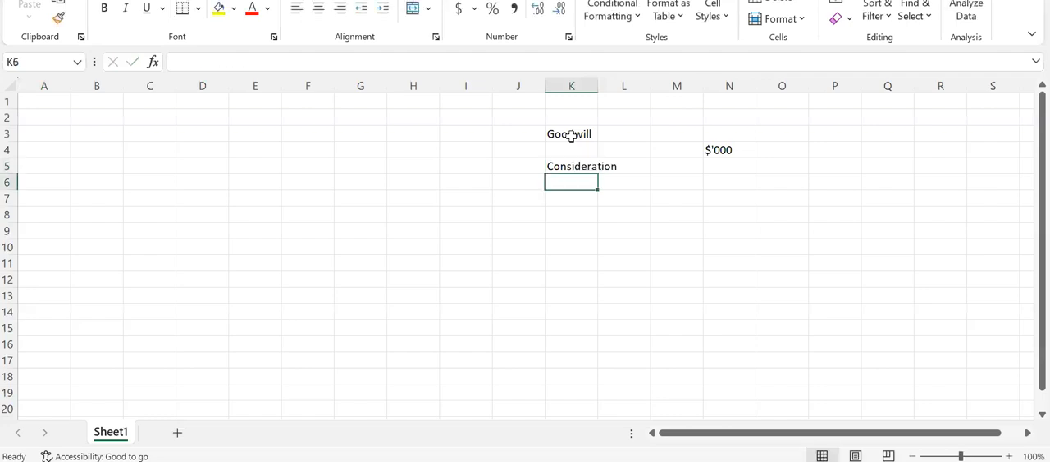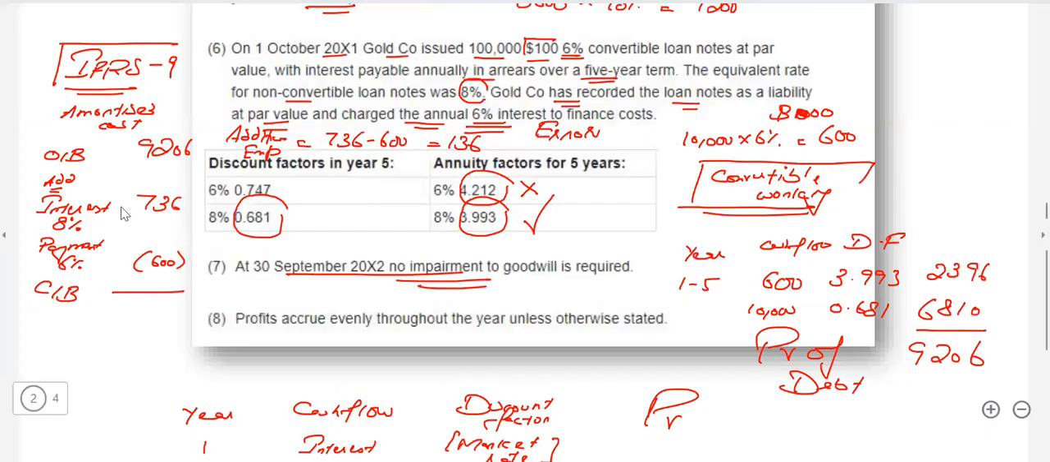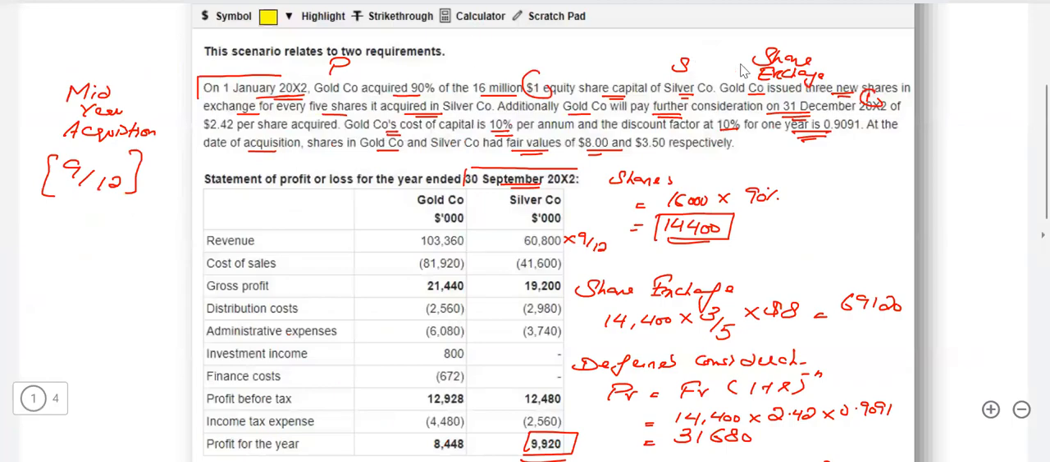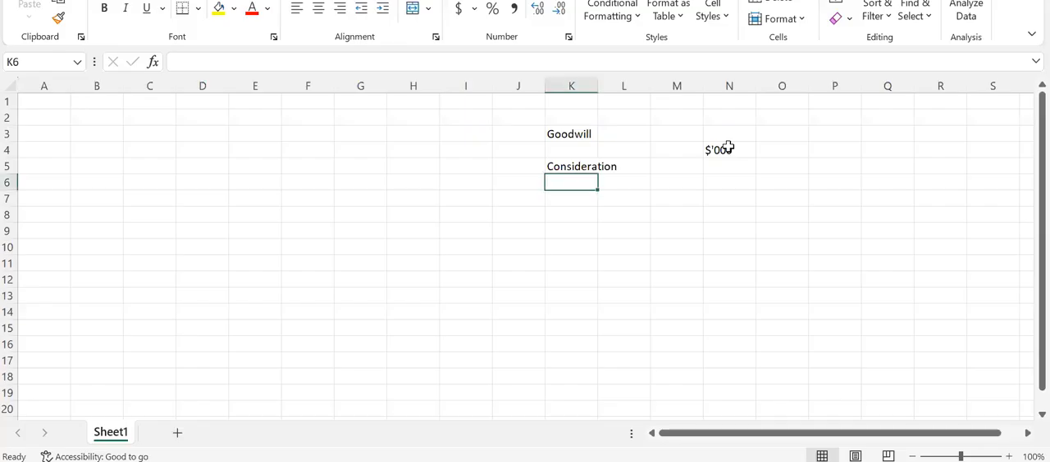Now in this example, we have the consideration. Going back to the question. So we have the consideration. One is the share exchange, and the other is the deferred consideration. So first of all, we have the share exchange.